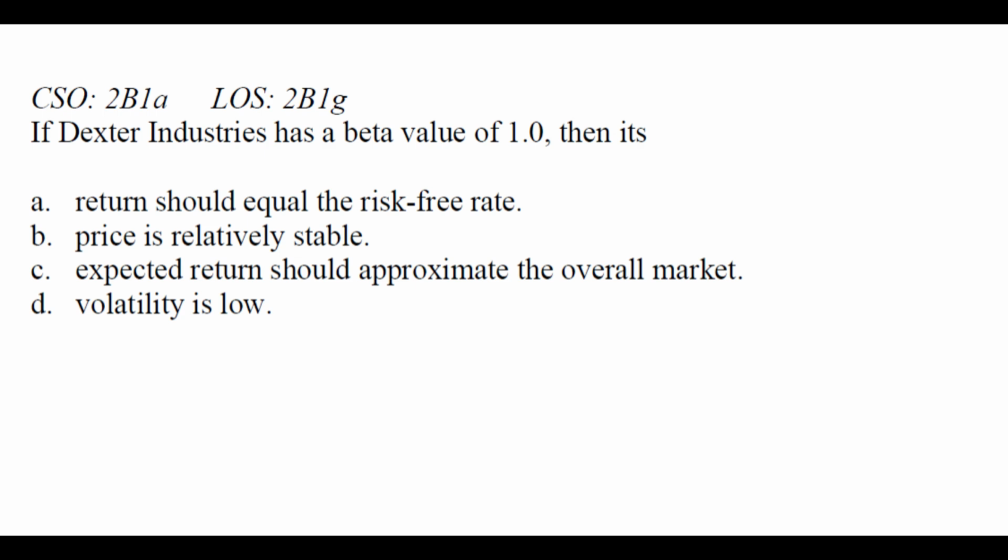Students should distinguish systematic risk from total volatility. A beta of 1.0 does not imply low risk or price stability. It simply indicates that the stock's movements mirror those of the market. Under CAPM, a stock with beta equal to 1 should earn approximately the market's expected return.